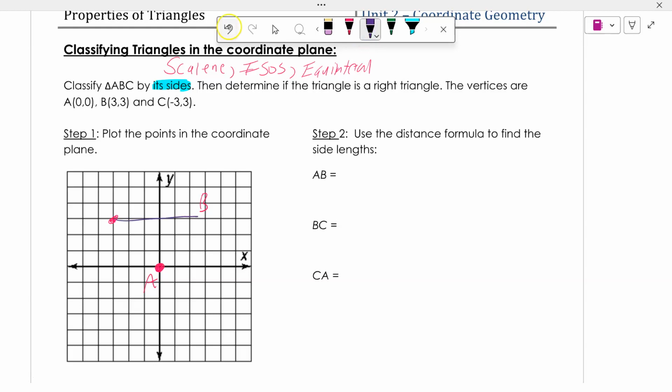Well, that was strange. One sec, folks. See if I can bring back that point. We definitely have a triangle.